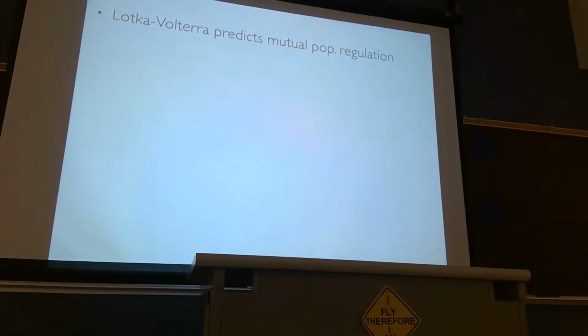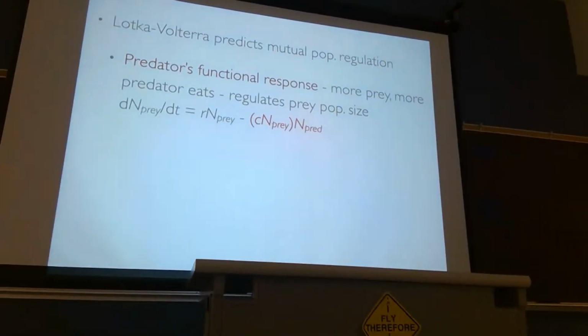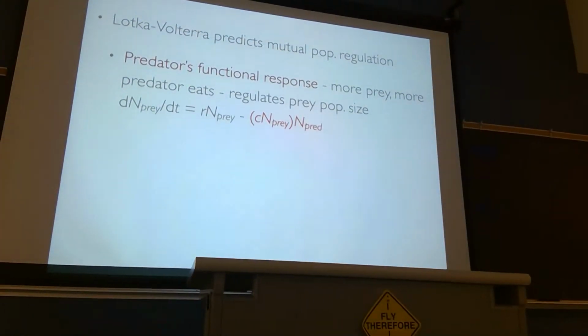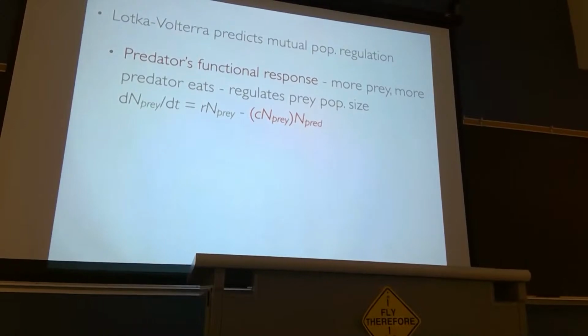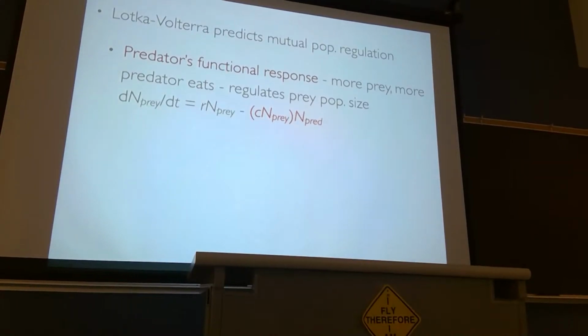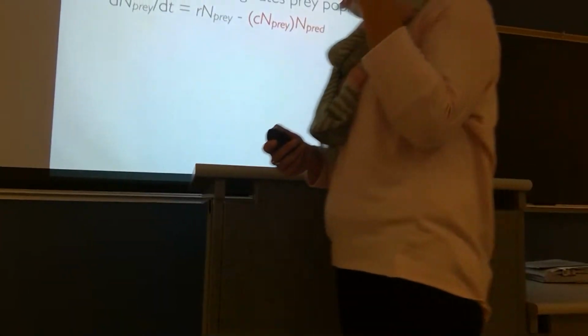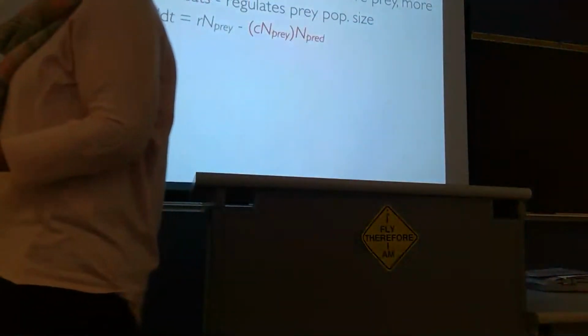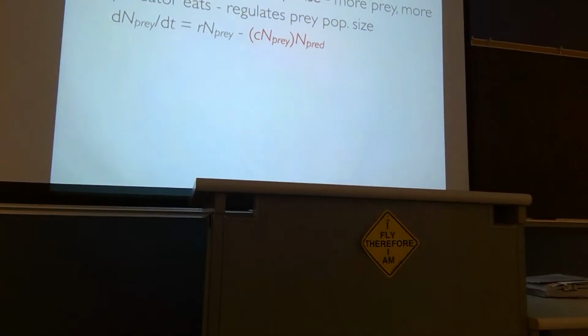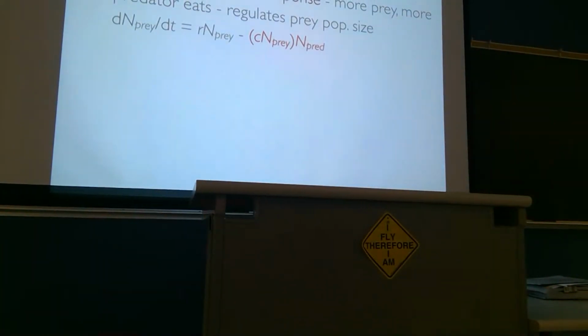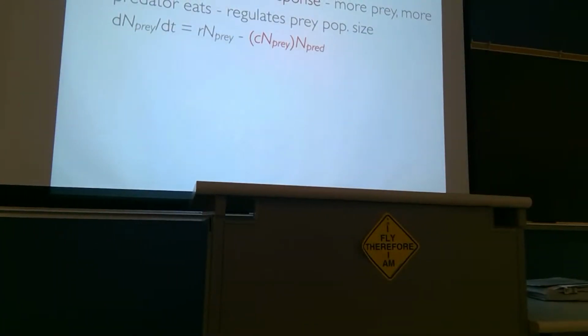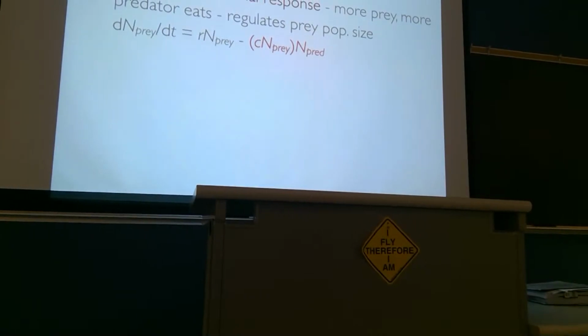So the Lotka-Volterra interactions predict mutual population regulation. And there are two things that happen as the density of prey items changes. Predators will have a functional response to changing prey numbers, and they will have a numerical response to changing prey numbers. We're going to focus on functional responses either at the end of class or as the first thing we talk about next Tuesday.